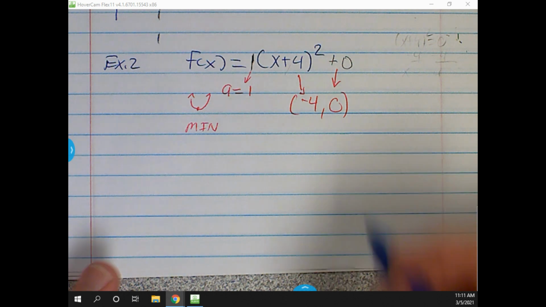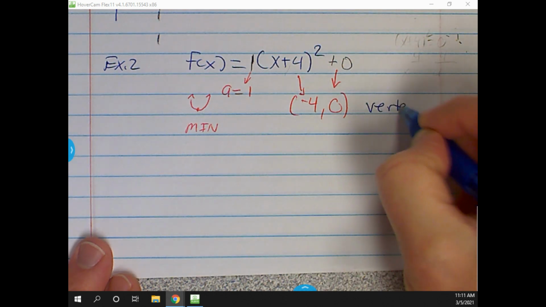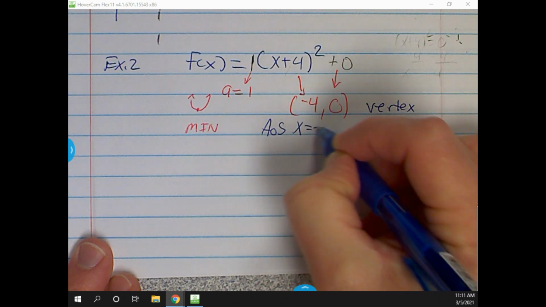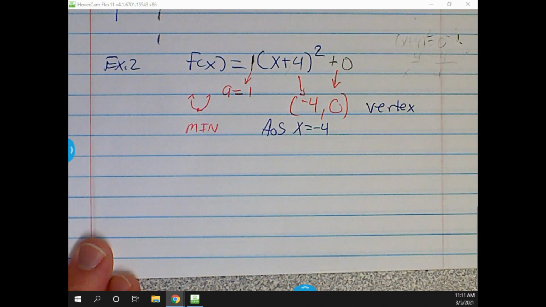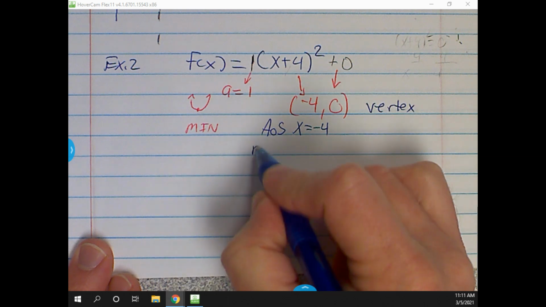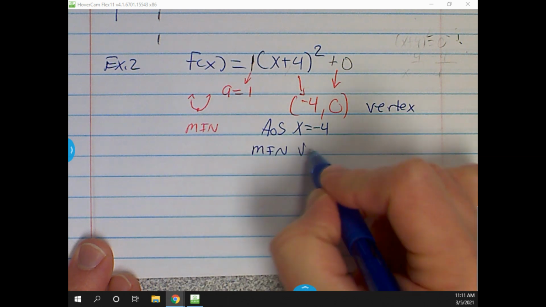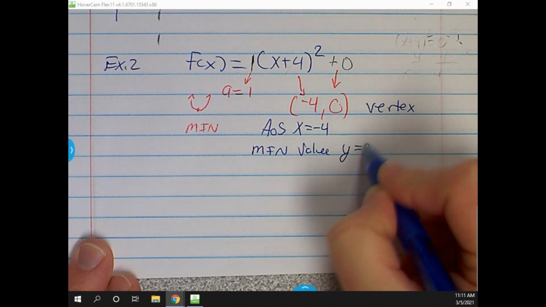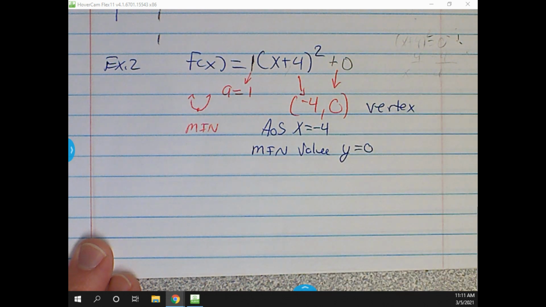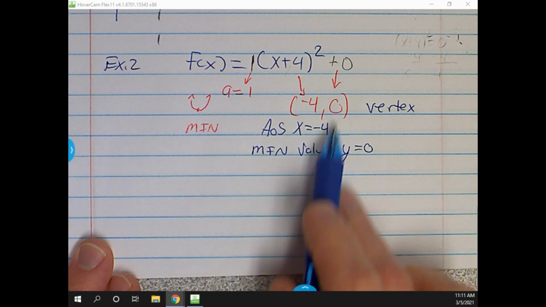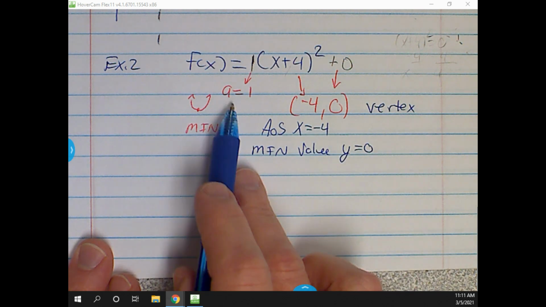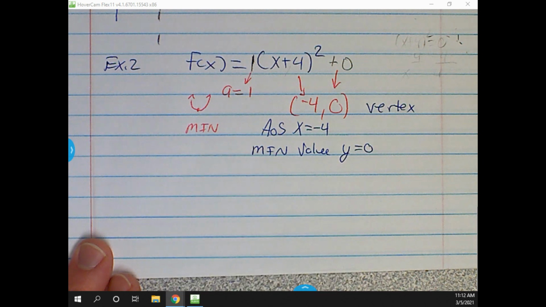Okay, so now you've got everything you need. There's your vertex. Again, your axis of symmetry is going to be x equals -4. In this case, our minimum value is going to be the y value here, so that's going to be y equals 0. So the x value is the axis of symmetry. The y value is either the max or min value, and we know if it's max or min based on what the graph is based off the a value.